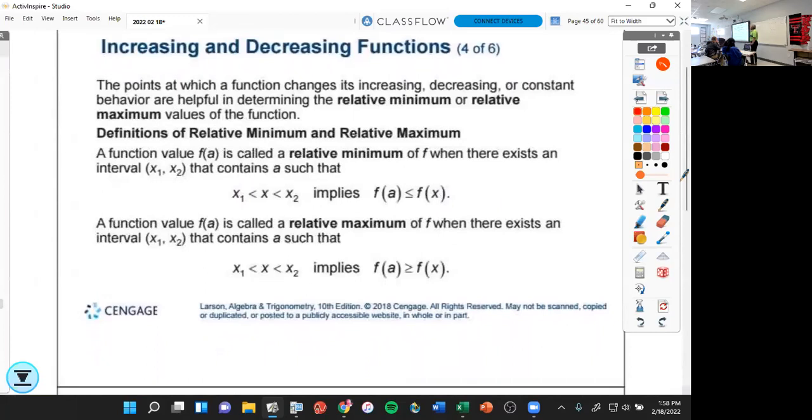Definitions of a relative minimum and a relative maximum. Relative means close by. If I am a relative maximum, like my current height, as I walk around the room, I am a relative maximum. I'm taller than all of y'all because you're sitting down. Relative to those around me, I'm taller. Everything around me is lower. I'm a relative maximum. Now, I'm a relative minimum. Everything around me is taller.